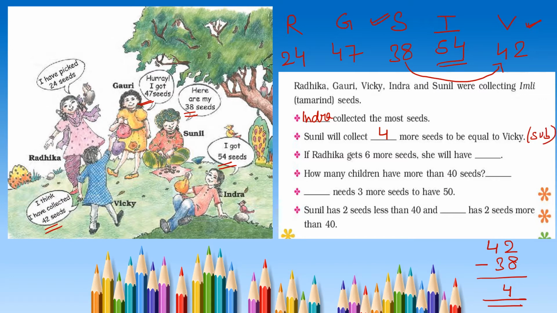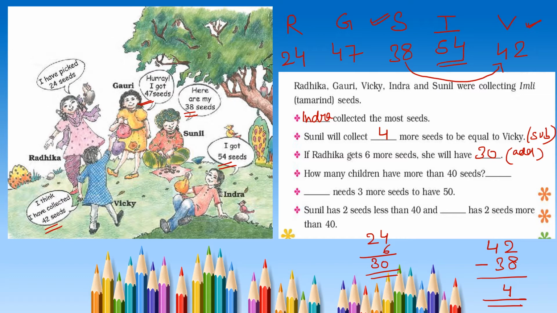Third question. If Radhika gets 6 more seeds, she will have, so Radhika originally has 24 seeds. We will add 6 more to them. Now after adding, we will have 30 seeds over here. So Radhika now has 30 seeds. We add. Clear? Next question.